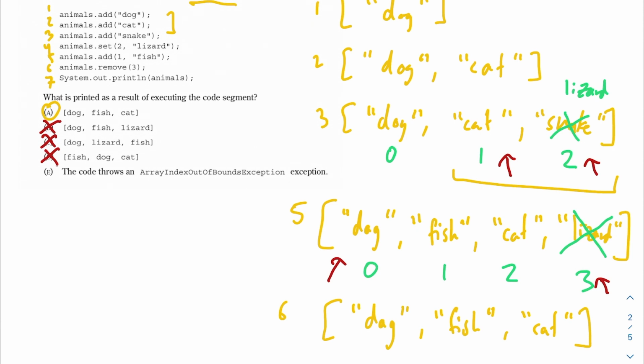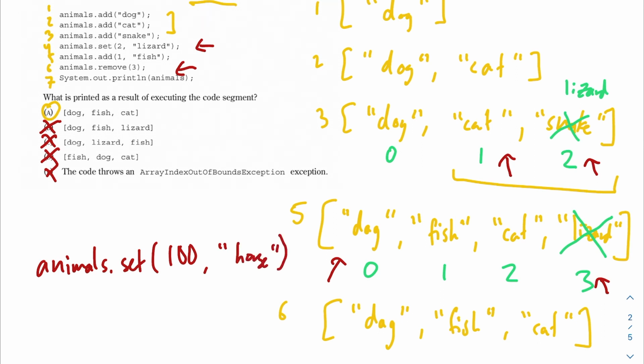This isn't true. All of the indices that we were given for set and remove were valid. If, for example, we had said animals.set, I don't know, like 100 or something, and then some other animal, say a horse, then we probably would have gotten an array index out of bounds exception. That one is not true as well.